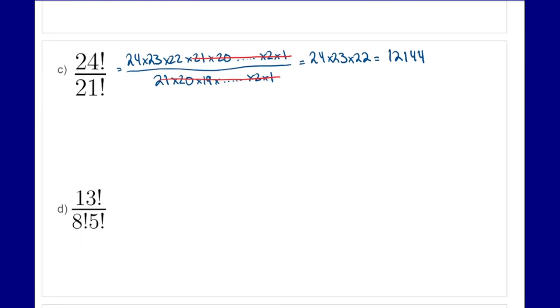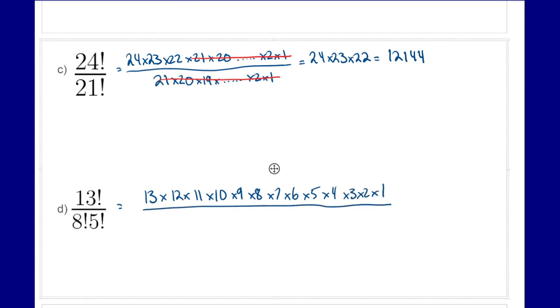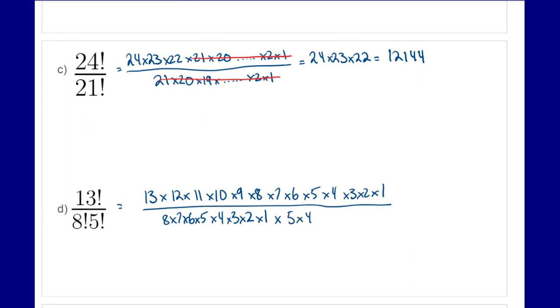13 factorial divided by 8 factorial times 5 factorial. So 13 times 12 times 11 times 10 times 9 times 8 times 7 times 6 times 5 times 4 times 3 times 2 times 1. Then we have 8 times 7 times 6 times 5 times 4 times 3 times 2 times 1 multiplied by the next factorial, 5 times 4 times 3 times 2 times 1.